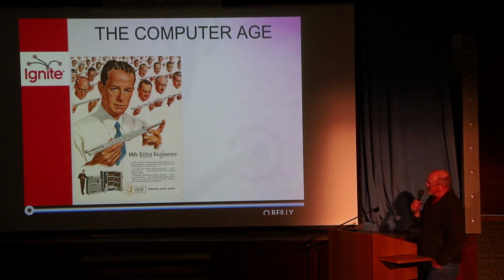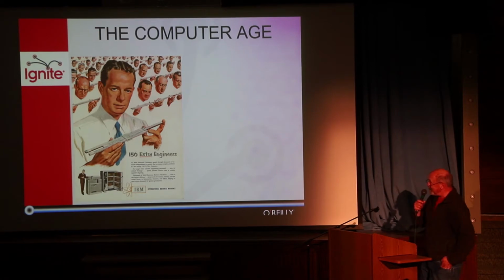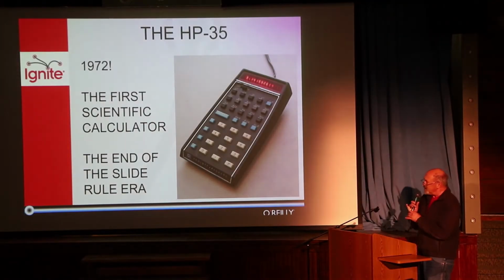I like this. About 1962. IBM: 150 extra engineers if you buy our 360. Oh my God, that is killer. Which is kind of probably true, but only in a very narrow sense.